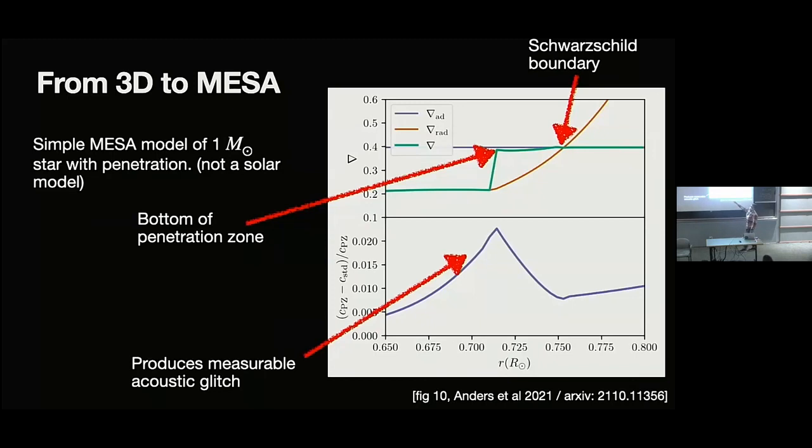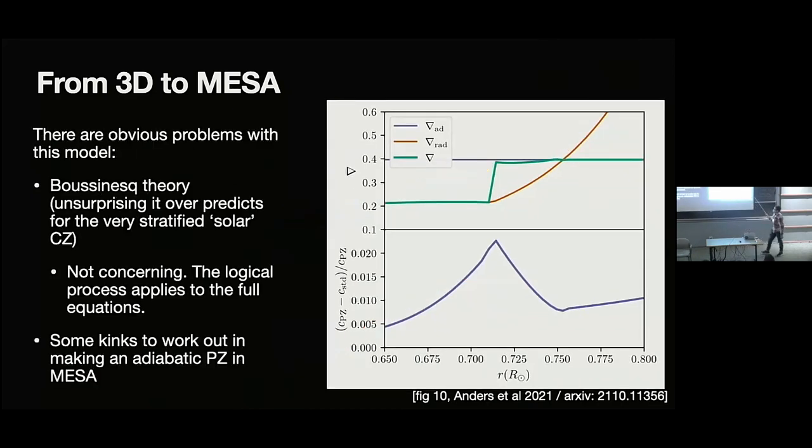And here are the differences in the sound speed with this penetration model compared to a reference model that doesn't have penetration put into it. You can see there's a measurable acoustic glitch. This has the right sign to match acoustic glitches as actually observed in the sun. It is too large because this is too deep. That's okay. There are some obvious problems with what we did here.